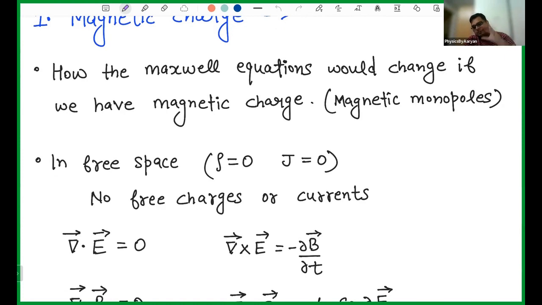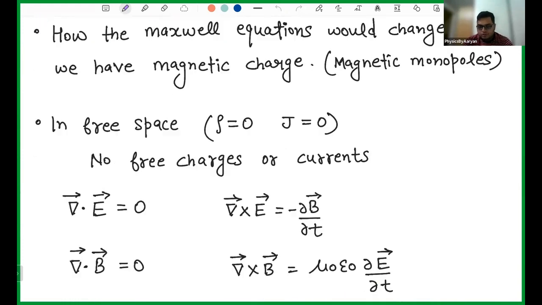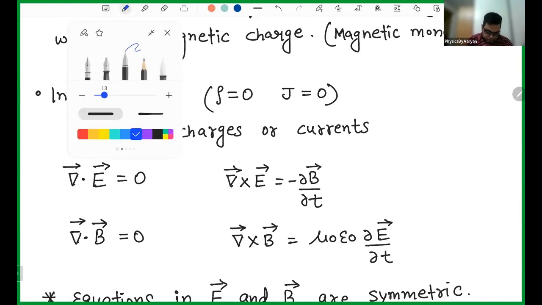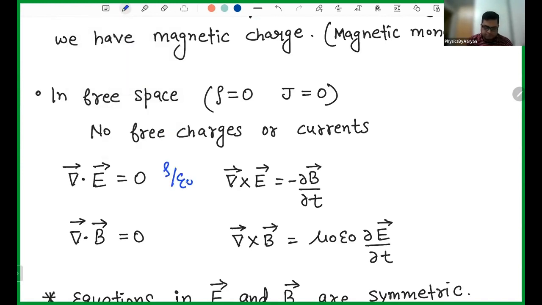So let's consider the first case in which we are in completely free space. Our rho is 0, meaning no charge exists, no free current exists, and no charges are sitting there. So we have rho 0 and also J 0. In that situation, our Maxwell equations become del dot E is 0, because del dot E is nothing but rho by epsilon naught. So if rho is 0, then del dot E is 0.